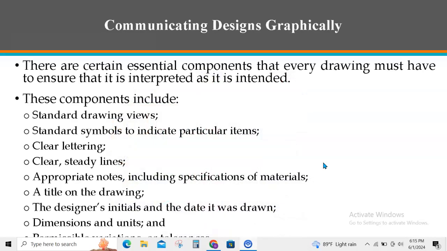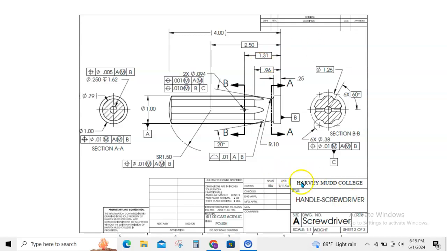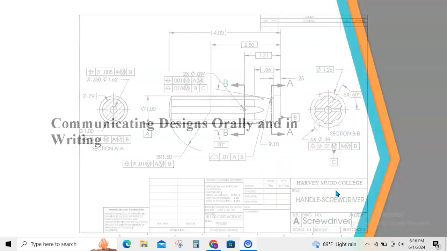Also, there are certain components that every drawing must have, such as standard views or standard symbols, and clear lettering. They must always include steady lines. They should have a title, the initials of the designer, and the date on which it was drawn. They should even include the dimensions and units. So here is an example of such a design that has all the above specifications.